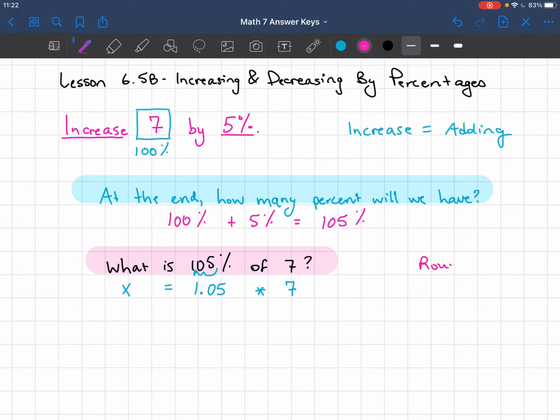So you'll get to use your calculators now. And in this homework, we're going to round to the 100th place, which means 2 decimals after the number. So if we do 1.05 times 7, we'll get x is equal to 7.35. We have now just increased 7 by 5%, and that's our answer.